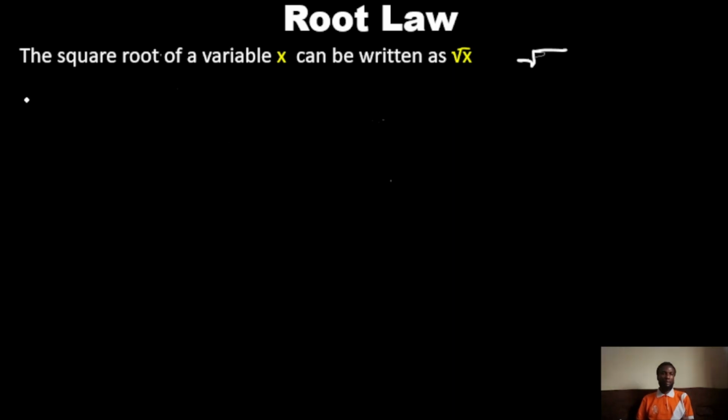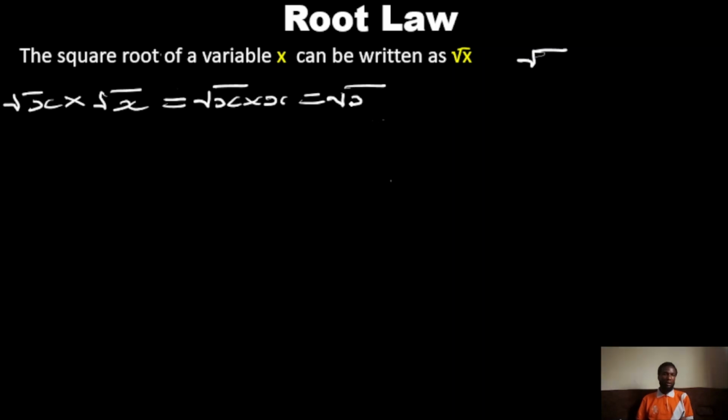So if you have square root of x times square root of x, it will give us square root of x times x, which is equal to square root of x squared. The square root is the reverse of square, isn't it? The square root will cancel the square and the square root of x squared will give us x. But we only know the square root of x squared. What about the square root of x?